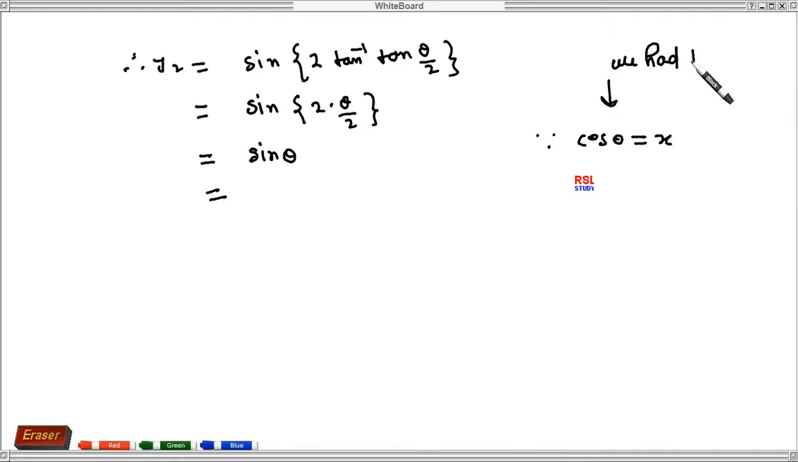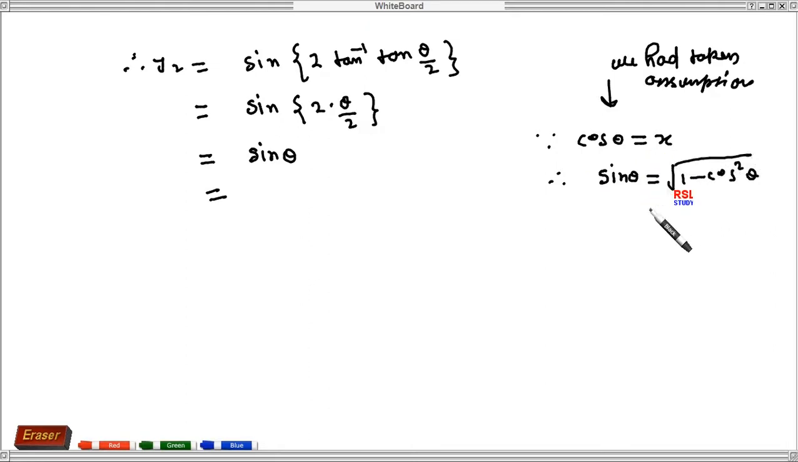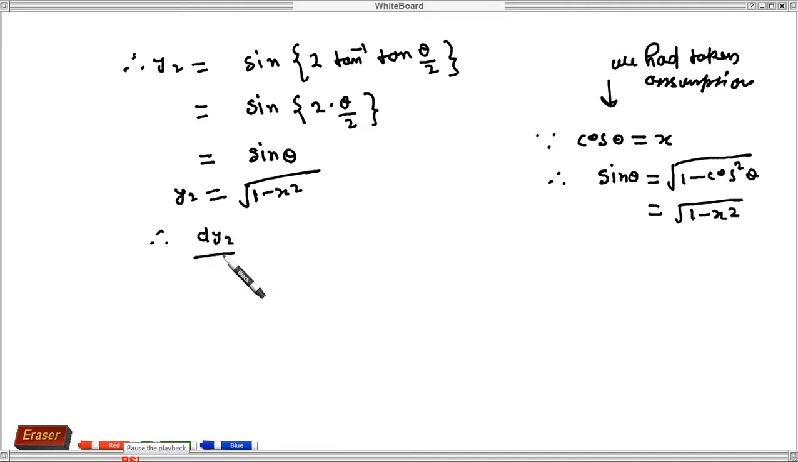You should know that theta is our assumed value. We have taken the assumption that cos theta equals x, so definitely we have to remove theta from our expression, because the question is given in terms of x, so we will change it in terms of x. Since cos theta is equal to x, sine theta will be under root of 1 minus cos square theta, so that will be under root of 1 minus x square. Now we have the expression in terms of x, so we can differentiate it with respect to x very easily.